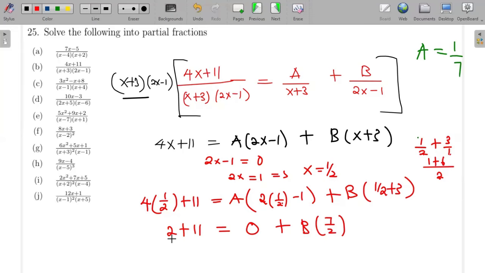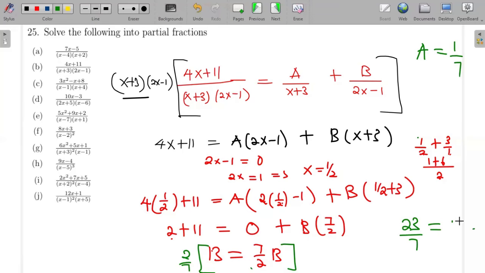Okay, so this will be 2 plus 11, I get 13 is equal to 7 over 2 b. All right, and then to find the value of b, I'm just going to multiply throughout by 2 over 7. So if I multiply this by 2 over 7, I'm going to get 26 over 7 is equal to, and if I multiply this by 2 over 7, the 2 over 7 is going to cancel out with the 7 over 2. So I just remain with b. So my b is just 23 over 7.